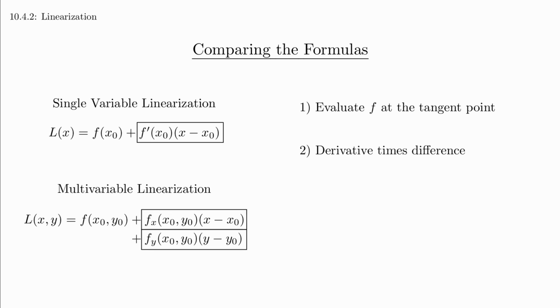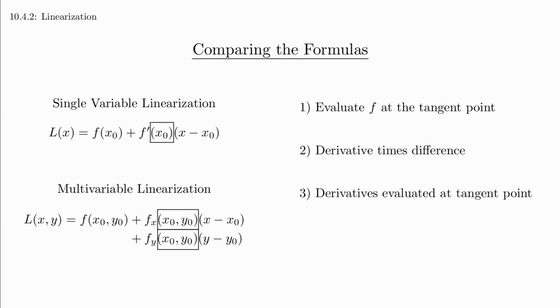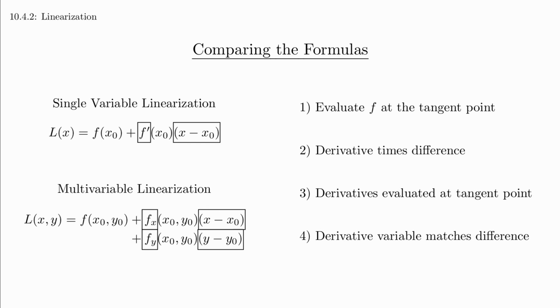Then we have a derivative term multiplied by a difference term. We also see that the derivative term is evaluated at the point of tangency, and that the variable of the derivative corresponds to the variable in the difference. The derivative term gives us the slope of the function in a specific direction, and the whole term can be thought of as a change of the function due to moving in that particular direction.